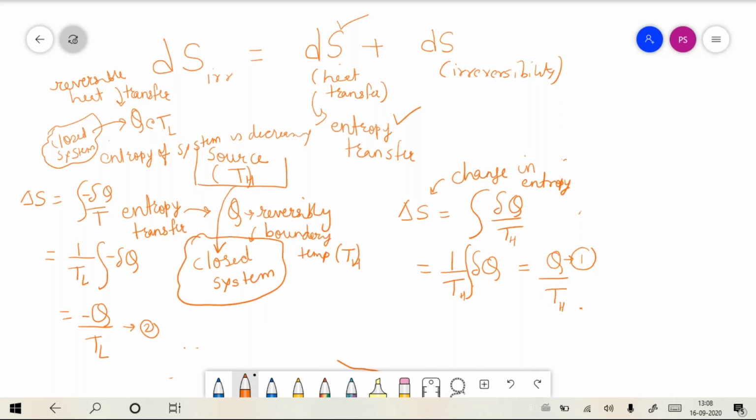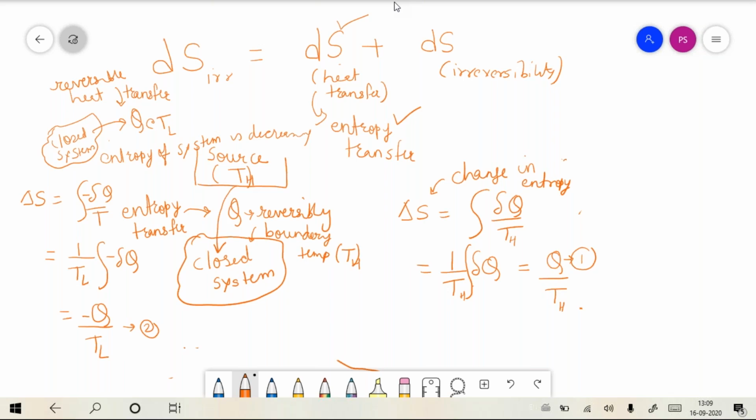because along with the heat flows the disorder, along with the heat flows the entropy, right? And this dS would be negative if the heat flows outside the system to the surroundings, because then heat flows out, the entropy would flow out. So entropy transfer happens from the system to the surrounding, as a result of which the entropy of the closed system would decrease, right? So this is one important thing you need to understand.